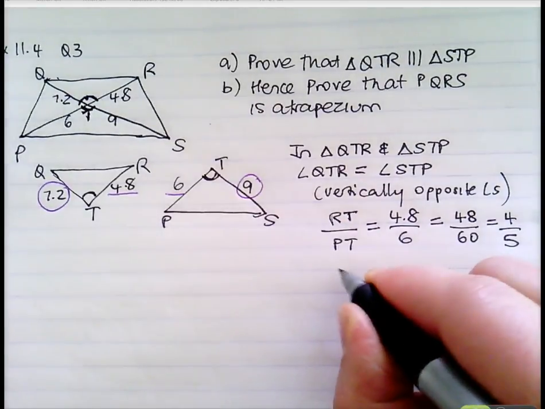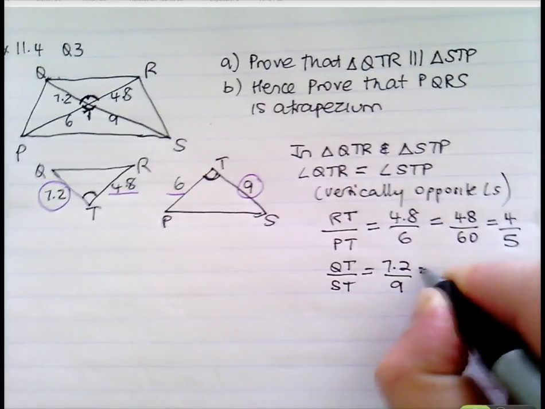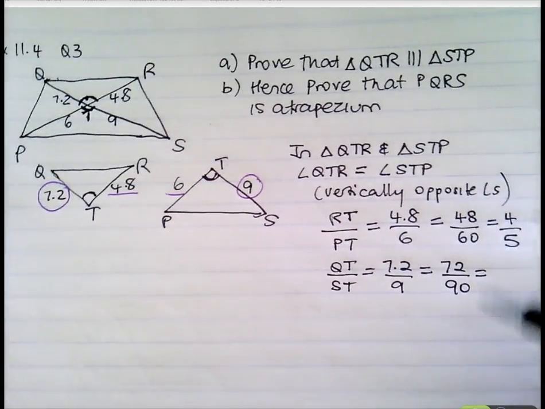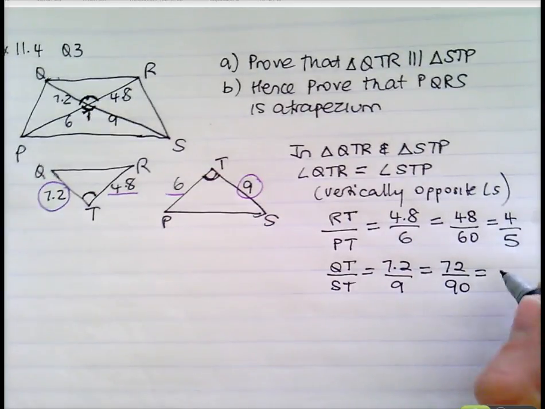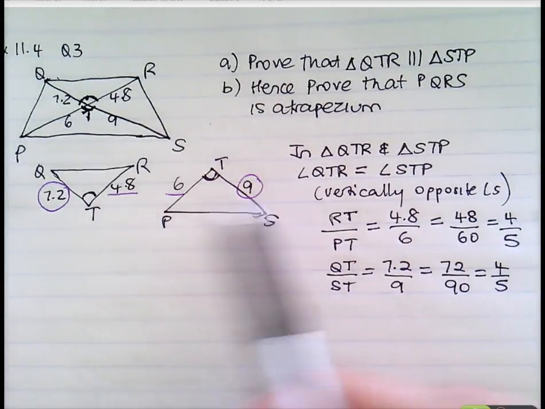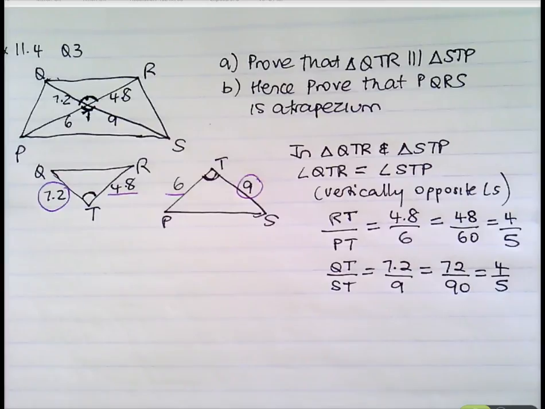The ratio of QT over ST is 7.2 over 9. That's 72 over 90. They're both in the 9 times tables, aren't they? So it's 8 over 10, which is 4/5 again. So girls, you can just put 7.2 over 9 and you'll get 4/5. Well, then there's a problem. It could be that you've done 4.8 with the 9 and the 7.2 with the 6 and chose the wrong sides to match each other.